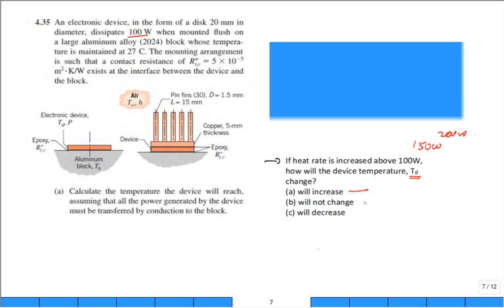Will it increase? Will it remain the same, not change? Or will it go down? What will the device temperature do? Is everybody in? Sure. All right, let's go ahead and stop it then. Let's stop and let's go back and look.